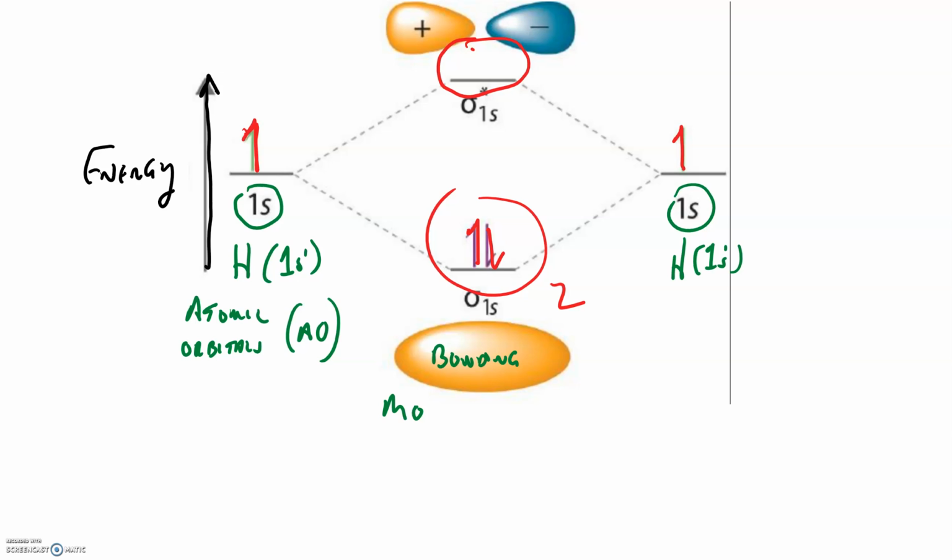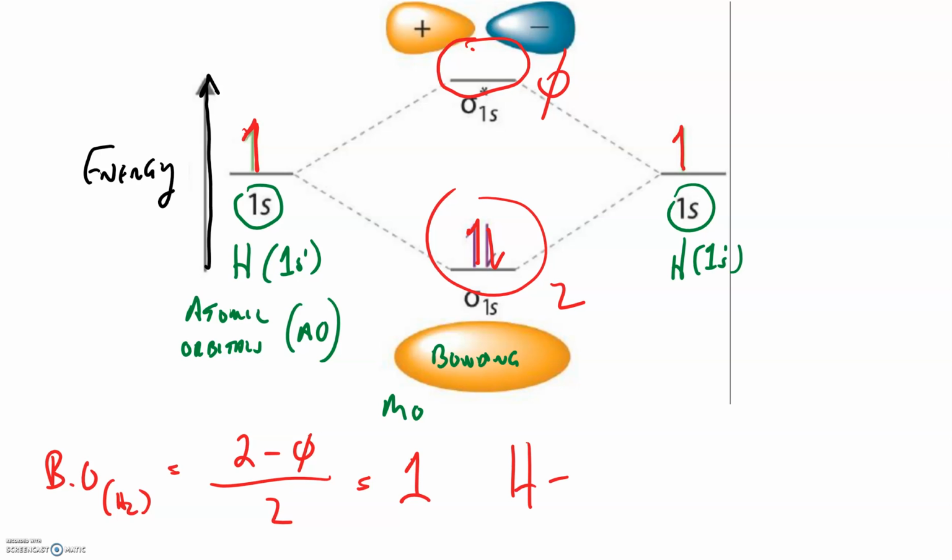How many electrons are in an anti-bonding orbital? 0. What's the bond order for hydrogen gas? It's going to be equal to the number of electrons in bonding orbitals, which is 2, minus the number of electrons in anti-bonding orbitals, which is 0, divided by 2, and that is 1, which we knew because hydrogen atoms form single bonds, so their bond order is 1.